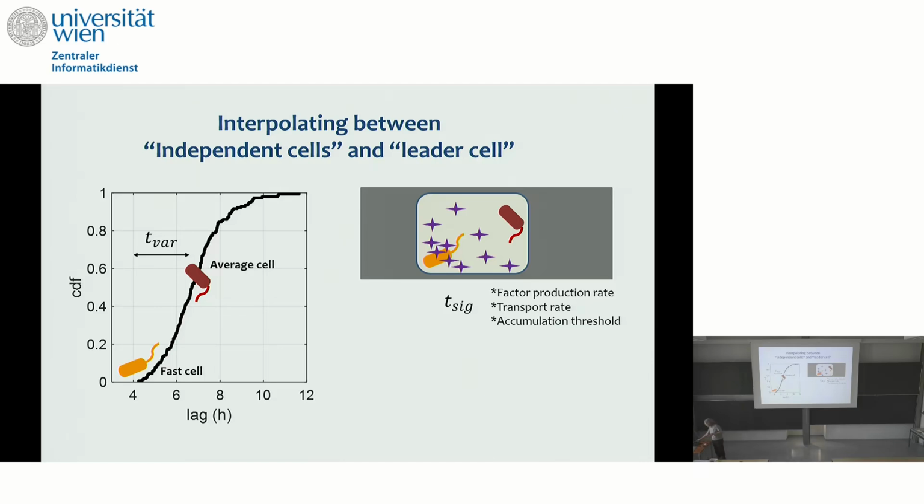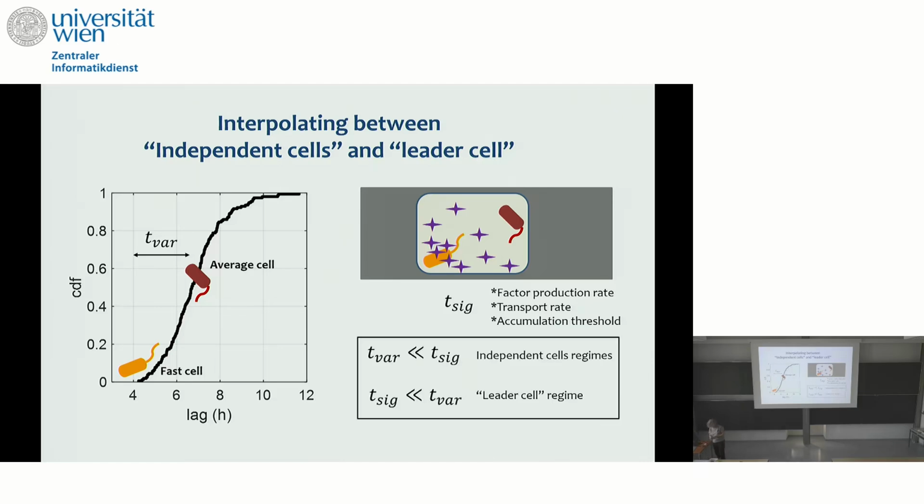So if you have one of them very much shorter than the other, at one extreme, this is the independent cell regime where the variance is much smaller, and anyway, by the time they get the signal, they would have already woken up and started growing anyhow. And the other extreme is where the signal is very fast.